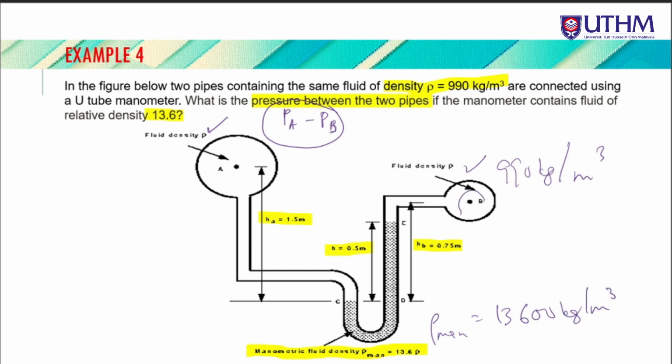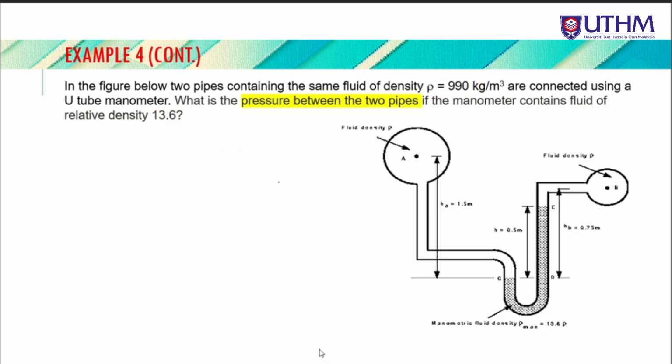Okay, so this is PB, this is PA, and these are the values for HA, H and HB. So what we need to do, firstly, as usual, we need to get the equation first. The important thing, whatever it is, is the equation. Alright, so we know the level here, PC equals PD. So on the left hand side we know PA, this one, plus rho G HA.